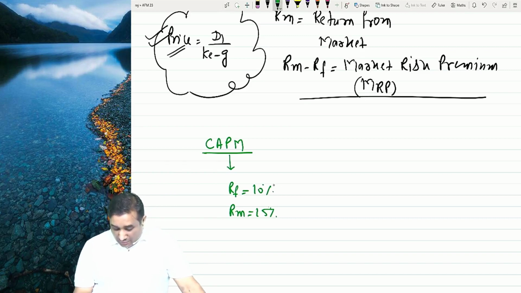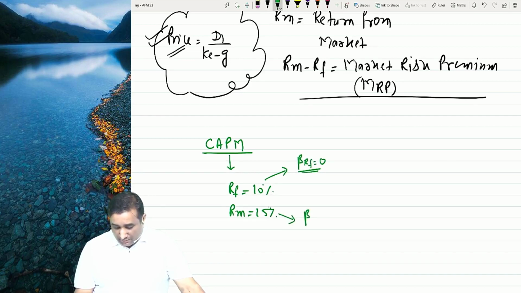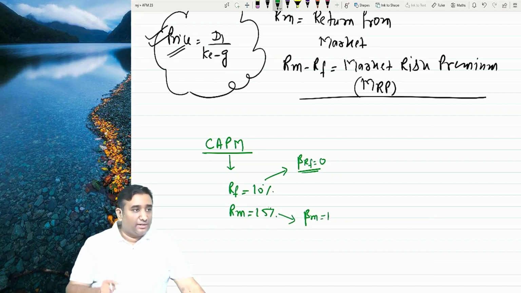Now, if I try to read risk free, I'll say I need 10% return by taking how much of a risk? Beta of 0. That means the beta of a risk free asset is 0. It means you need a minimum 10% return without taking any kind of risk. What is the beta of the market? Beta of the market is 1. Now, if I move from 0 to 1, how much excess return do I need? 5%.